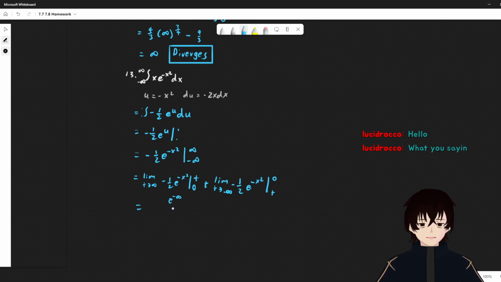Anyways, e to the power of negative infinity is 1 over e to the power of infinity. So that goes towards 0. Therefore, the limit of this goes to 0 plus, and if I have negative infinity, same thing, it goes to 0.